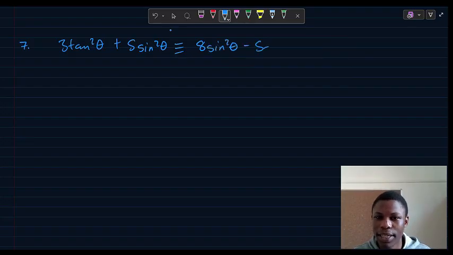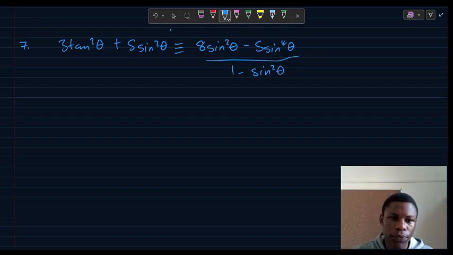Number 7. Show that 3 tan squared theta plus 5 sine squared theta is identical to 8 sine squared theta minus 5 sine to the 4th theta over 1 minus sine squared theta. We have two options here. We could go from right to left, or we could go from left to right. I think we'll go from left to right because it does seem a little bit quicker.